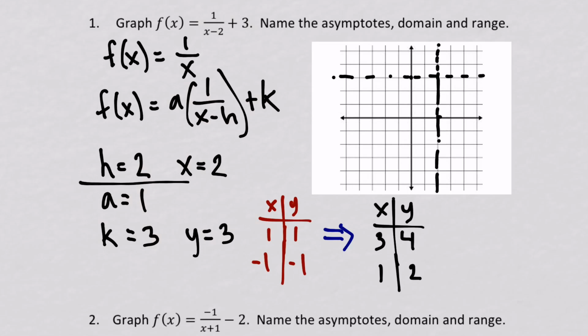Plot those 2 points on your graph. 3, 4, right there. And 1, 2, right there. And there's your graph. Just connect those points using your asymptotes as a guide, knowing that my asymptotes are kind of like magnets that pull my graph towards them, but the graph never actually reaches them. And there's your graph.